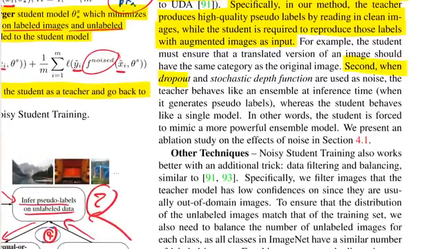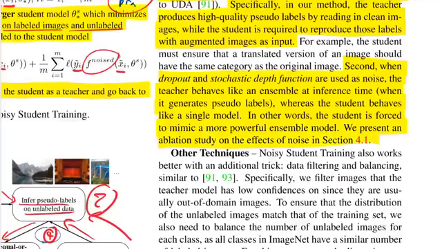Second, when dropout and stochastic depth function are used as noise, the teacher behaves like an ensemble at inference time when it generates pseudo-labels, whereas the student behaves like a single model. In other words, the student is forced to mimic a more powerful ensemble model. We present an ablation study.